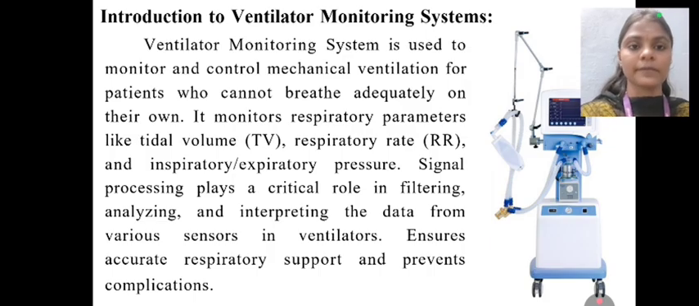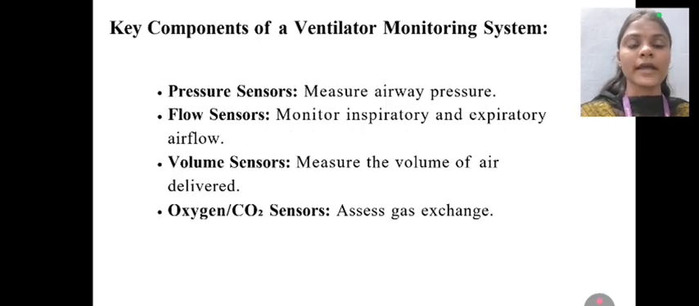sensors and ventilators. So, the key components: the ventilator monitoring system uses various sensors like pressure sensor, flow sensor, volume sensors, and oxygen and CO2 sensors. Every sensor performs a specific role. The pressure sensor measures the airway pressure, and the flow sensor monitors inspiratory and expiratory airflow. Then the volume sensor measures the volume of air delivered to the patient, and the O2 CO2 sensor is used to assess the gas exchange between the monitor and the patient.